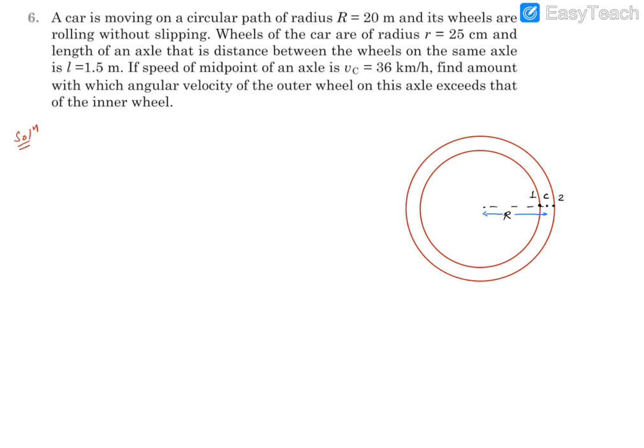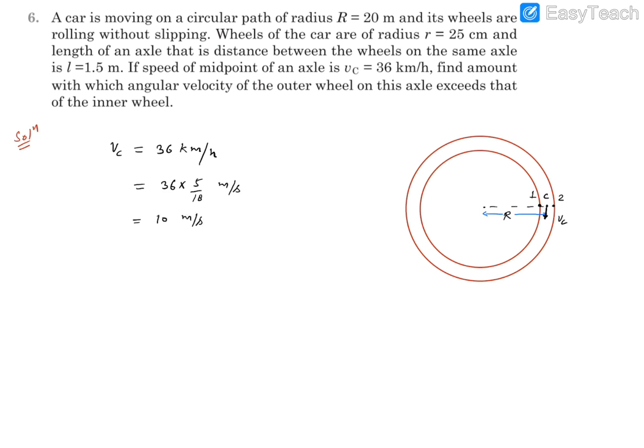Now what is known to us? We have been given that the velocity of the center point of the car, that speed, is Vc. Now this speed is given to us as Vc, center velocity is 36 km per hour. You people must be knowing that we need to convert it into meter per second. So this is 36 times 5 by 18, so that will become meter per second. So if you write it, it becomes 10 meter per second.